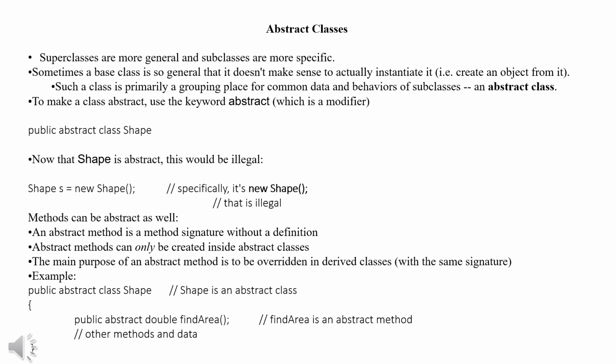There is another type of class in Java that can be specified by the modifier abstract. These types of classes, called abstract classes, are actually a place for common data and common behaviors of subclasses.